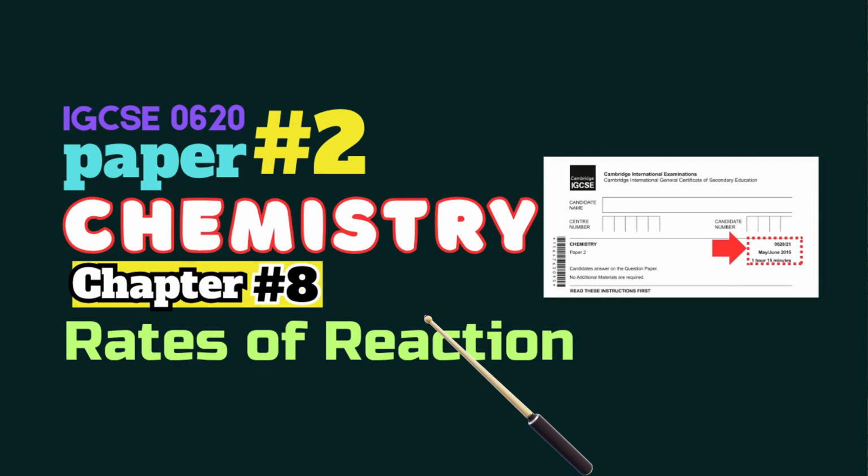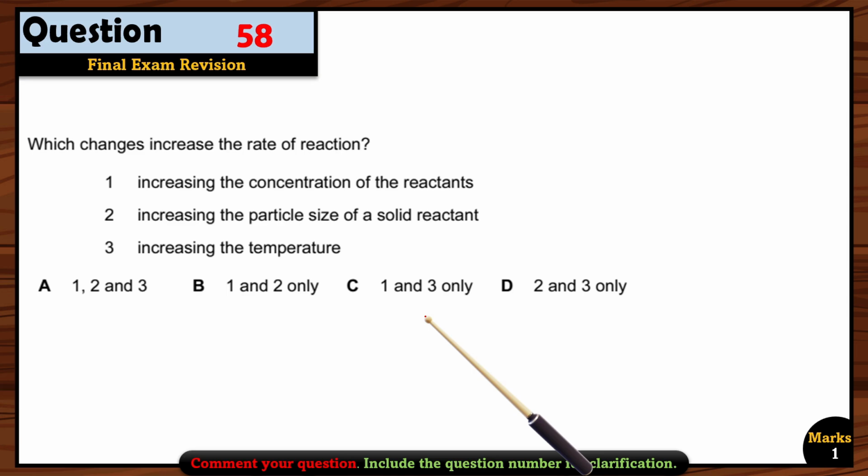Now I will cover some of the important questions related to chapter 8 that will definitely come in the exam, and the common mistakes students usually make in such questions. Let's see each question one by one. First question, which changes increase the rate of reaction?